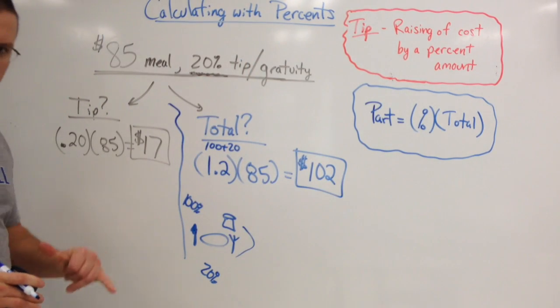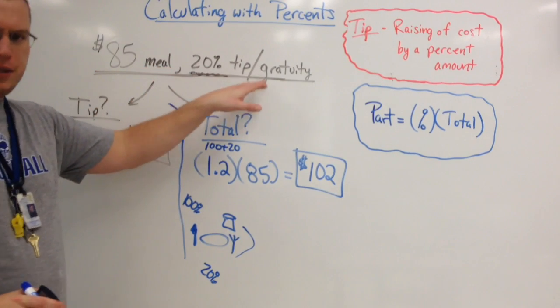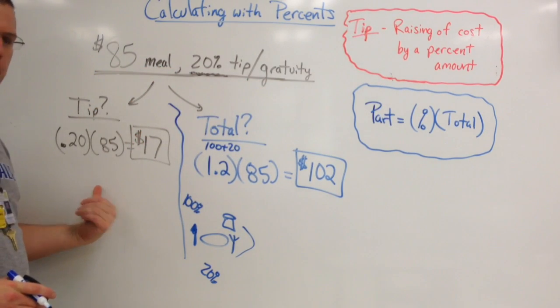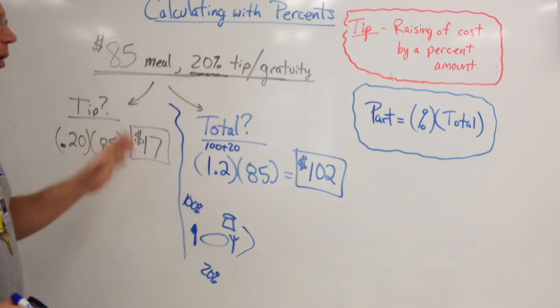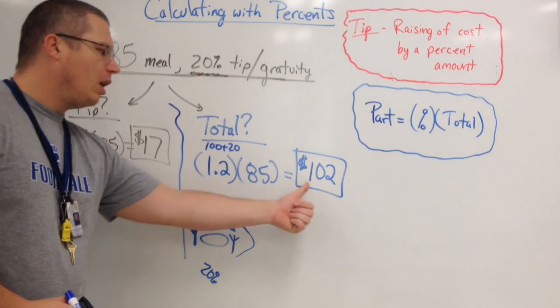So these would be the two types of questions you could be asked. $85 meal, 20% tip. What's your tip? 17. What is your new total that you're going to pay, meal plus your tip? Oh, 102.